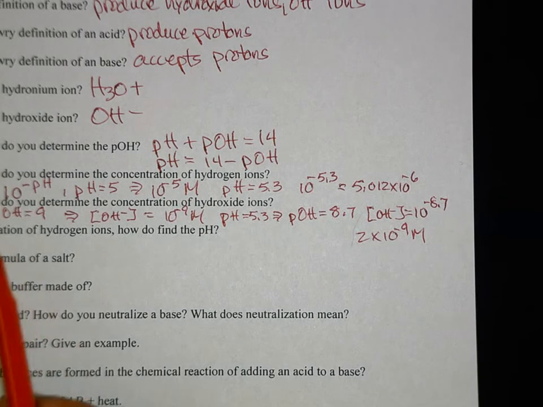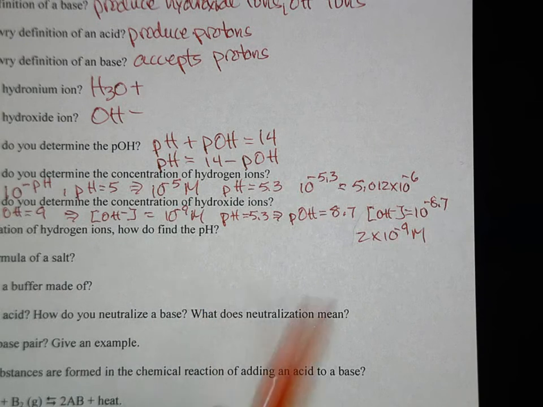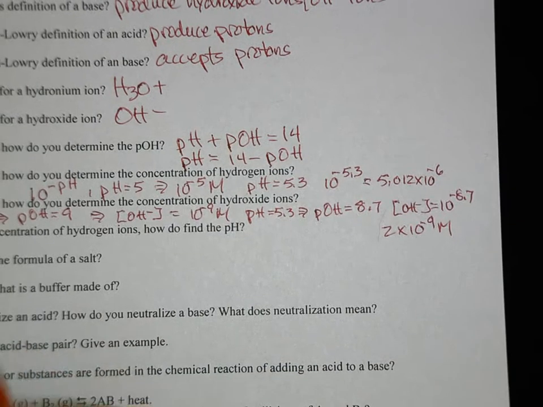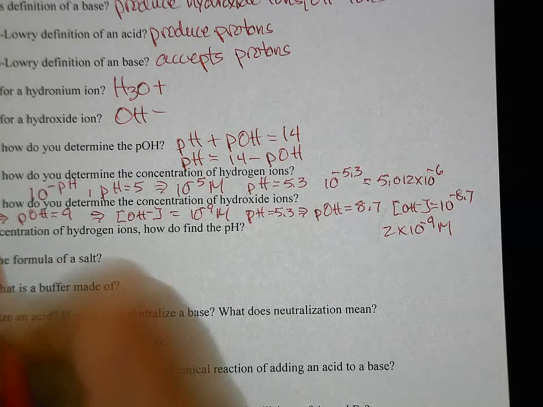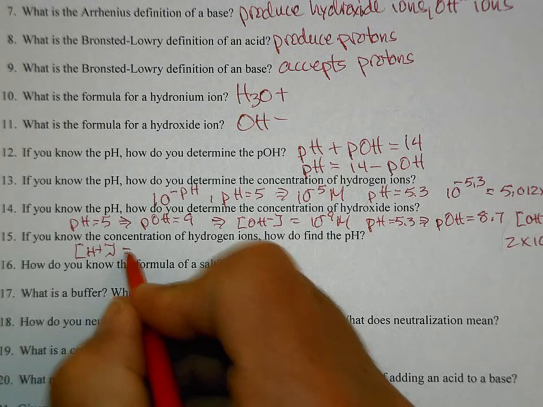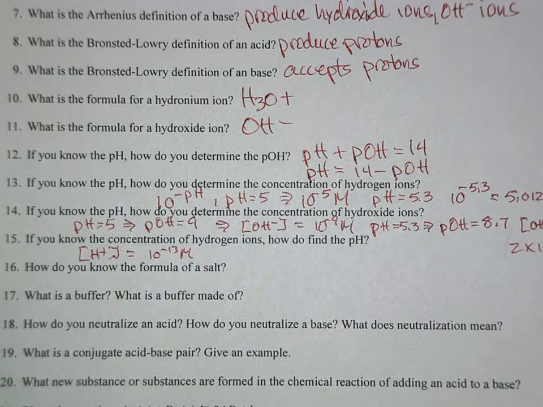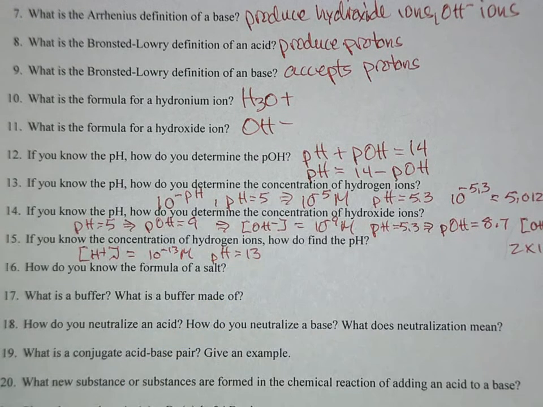Okay, if you know the concentration of hydrogen ions, how do you find the pH? The negative exponent is the pH. That's right. So for example, if I know my concentration of H plus equals, say, 10 to the minus 13 M, then the pH is just 13.